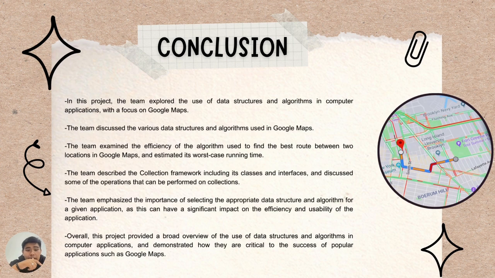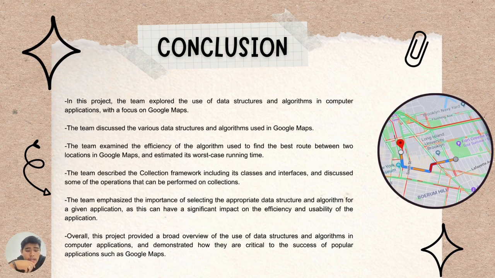In this project, the team explored the use of data structures and algorithms in computer applications, which focus on our app, Google Maps. Next, we also discussed the various data structures and algorithms used in Google Maps. That's how we know that Google Maps has many data structures that they use. Besides that, the team also examined the efficiency of the algorithm used to find the best route between two locations in Google Maps and estimated its worst case running time.